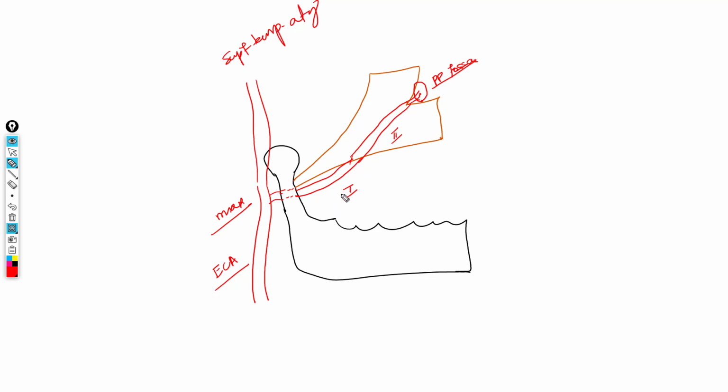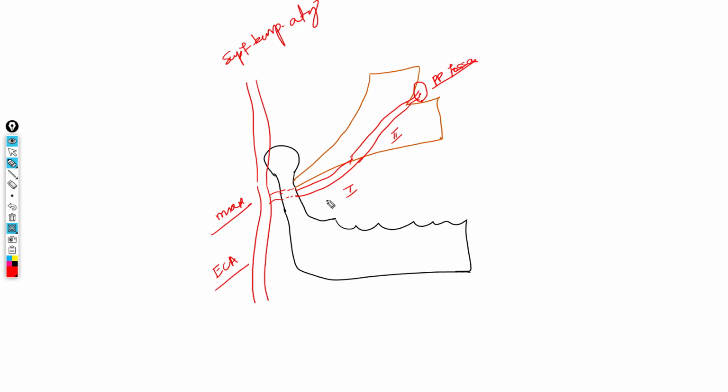So maxillary artery is the artery of the infratemporal fossa. It is divided into three parts. So which muscle divides it into three parts? Lateral pterygoid muscle. So what are the three parts? From the origin up to the lower part of the lateral pterygoid is the first part. In front of the lateral pterygoid or behind the lateral pterygoid is the second part. Third part is within the pterygopalatine fossa. Then what are the branches of the maxillary artery?